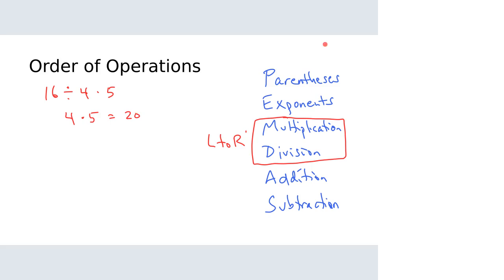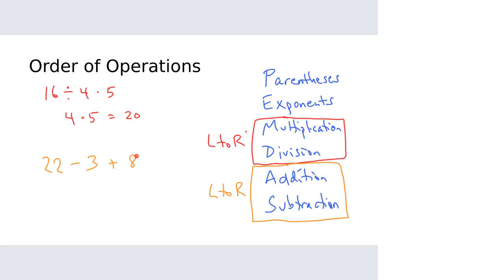Same thing is true for addition and subtraction. Addition and subtraction are equals in this hierarchy. So we do those from left to right. That is, if we have 22 minus 3 plus 8.